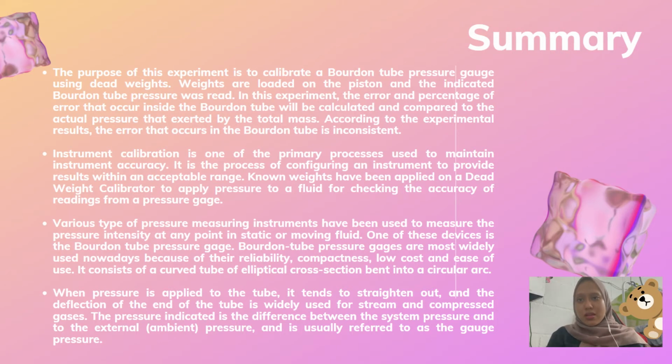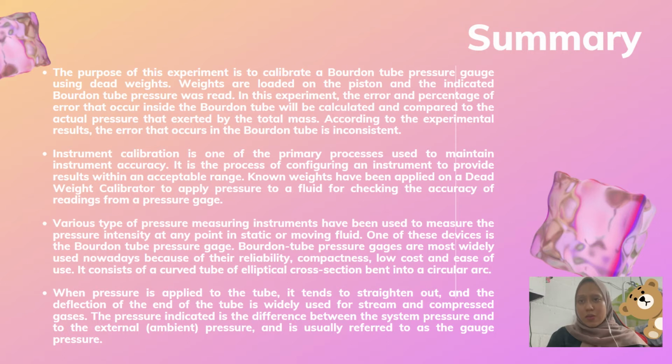The purpose of the experiment is to calibrate a Bourdon tube pressure gauge using dead weight. We loaded weights on the piston and the indicated Bourdon tube pressure was read. In this experiment, the error and percentage of error that occur inside the Bourdon tube will be calculated and compared to the actual pressure exerted by the total mass. According to the experimental result, the error that occurs in the Bourdon tube is inconsistent.